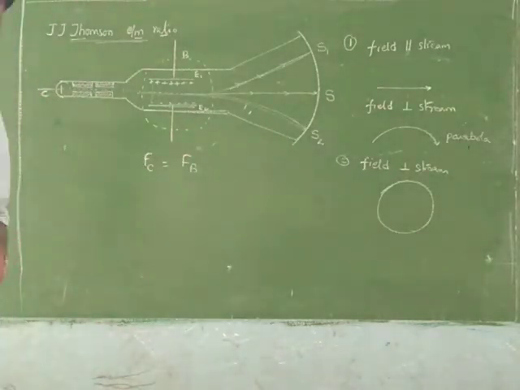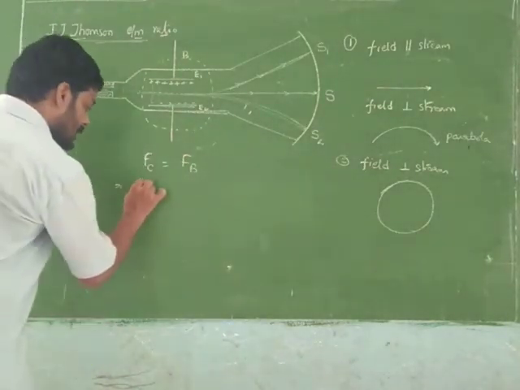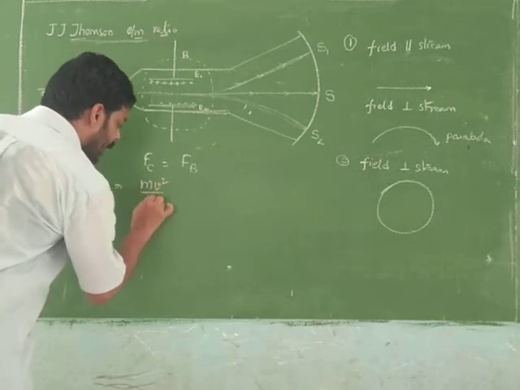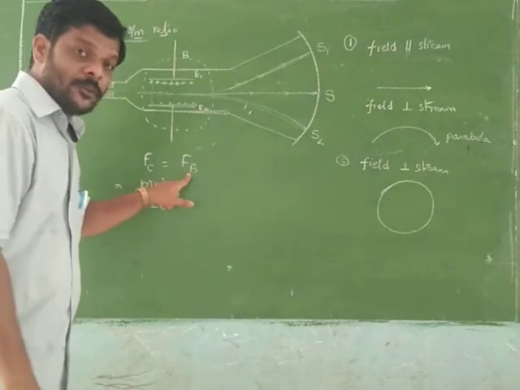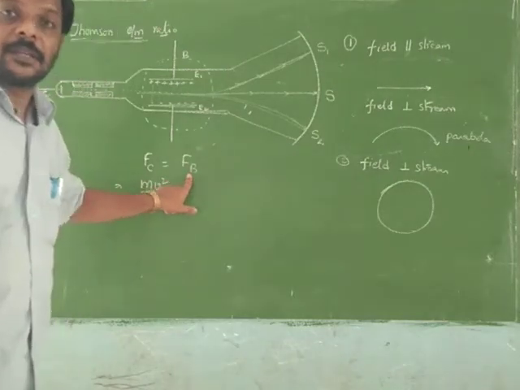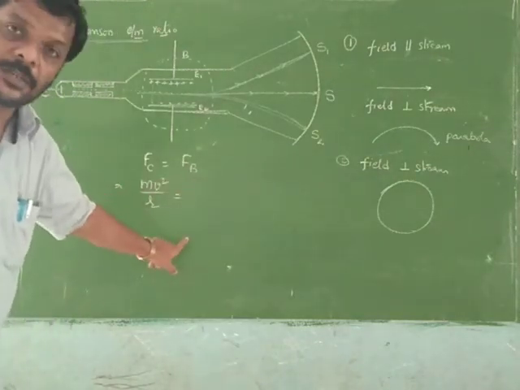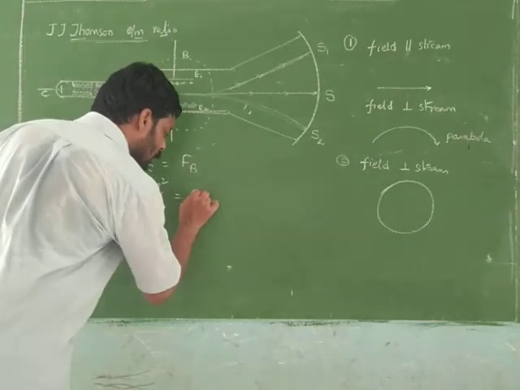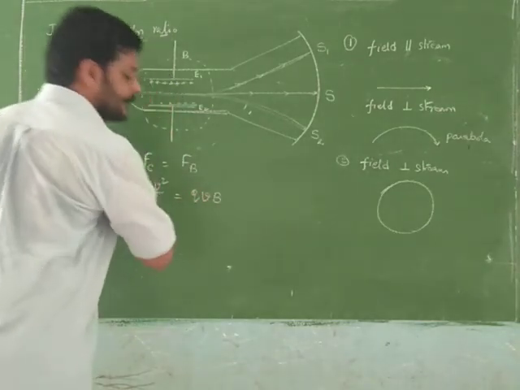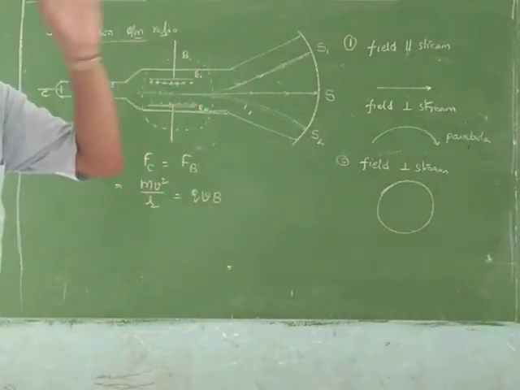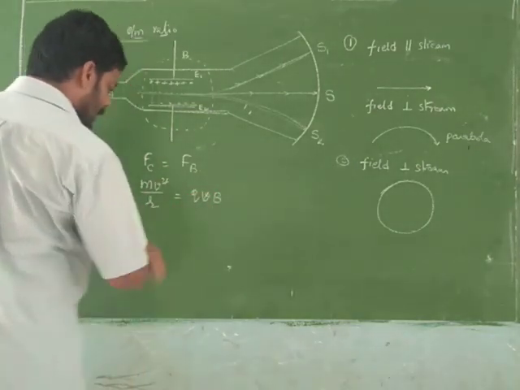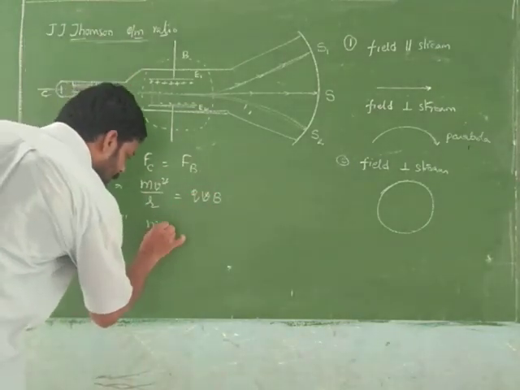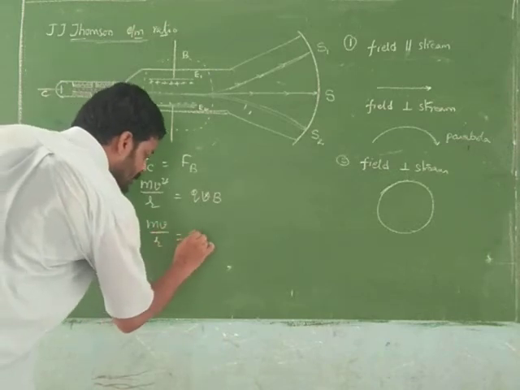Now what is the expression for the centripetal force? We know that mv square by r is equal to the magnetic force experienced by a charged particle when it enters the magnetic field, which we just studied, that is QvB. Any charged particle Q. Now I can cancel the velocity and get the expression mv by r is equal to QB.